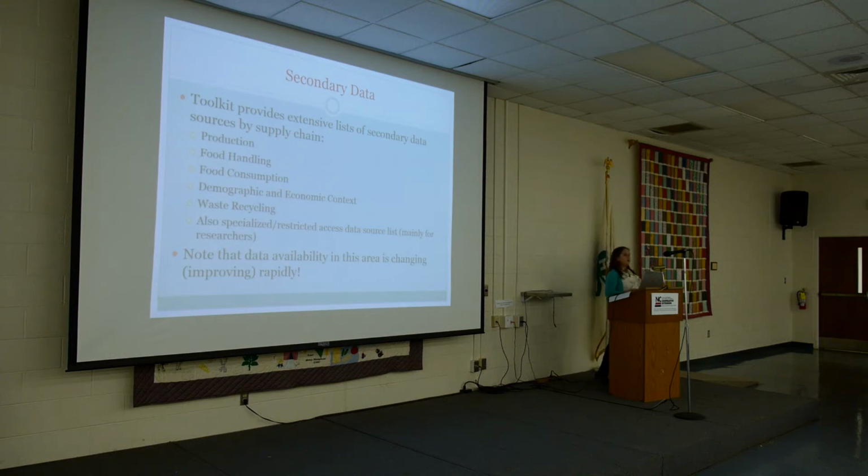Knowing that, when we wrote this toolkit, we went out and looked at what the best sources were out there by supply chain. And we put lists in there, and we talk not only about where you find this data, but also what's in this data. We do it by supply chain, so you can look at production, food handling, food consumption, demographic and economic context, waste recycling, and also specialized restricted access data source lists. We give you a little of those, but sometimes they can be hard or expensive to access.